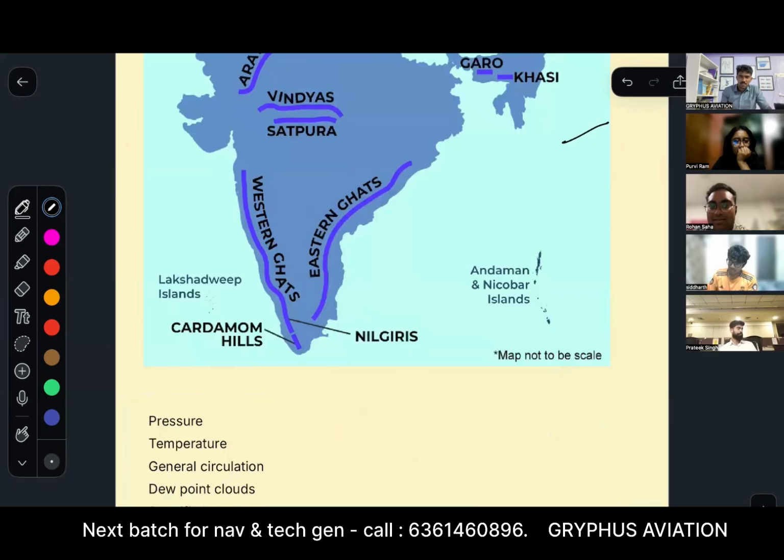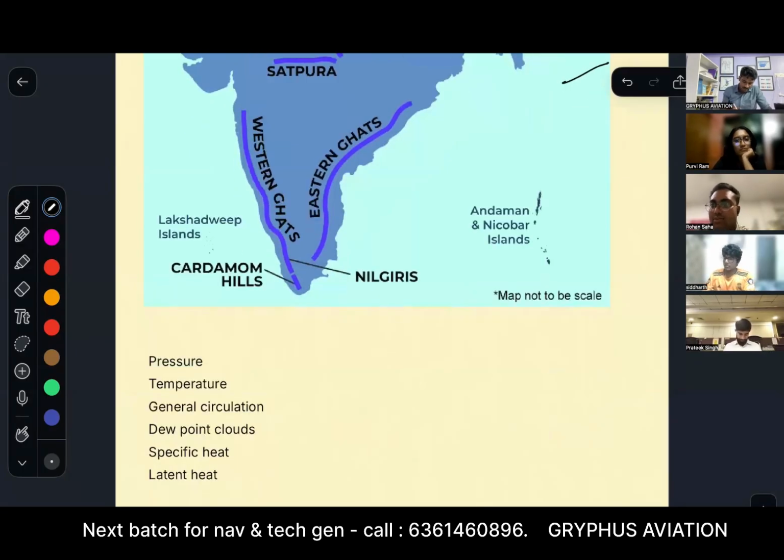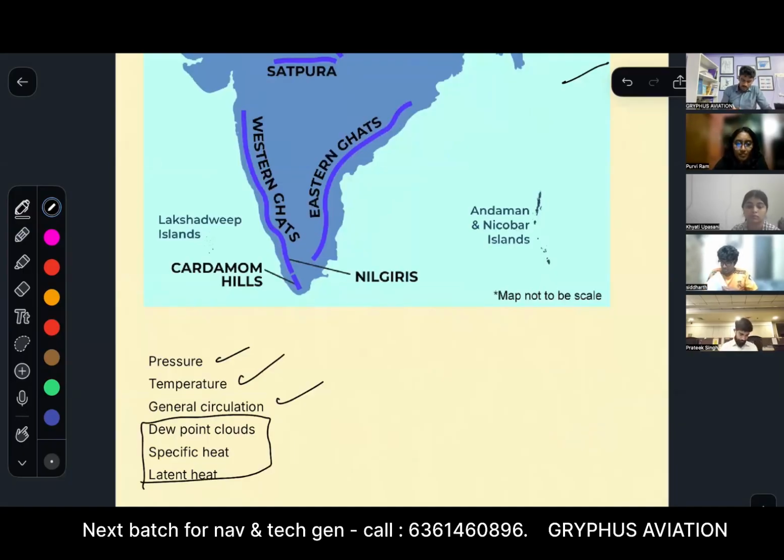Tomorrow we'll do mountains. What is the role of mountains? Pressure we discussed, temperature we discussed, general circulation we discussed. These three things I'll discuss tomorrow with the winds. That's why I said for the first two classes, I'll do basic things. After that we will jump into the classes. When we jump into classes knowing these concepts, it will be very easy for you guys. Any doubts, anyone? No, sir, it's fine.